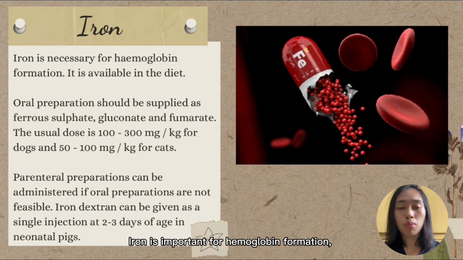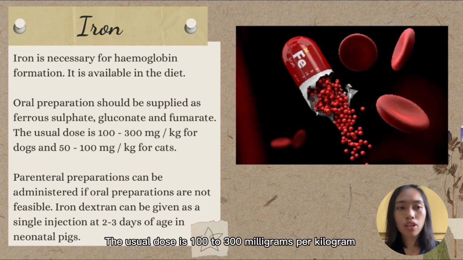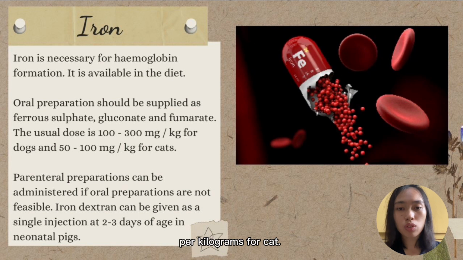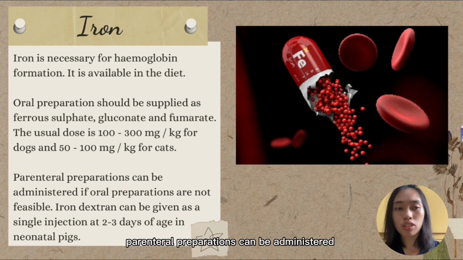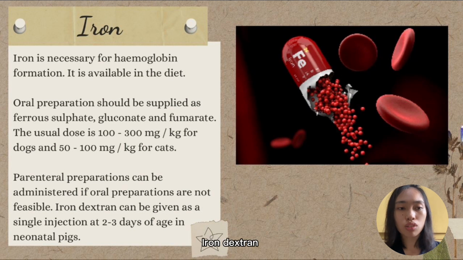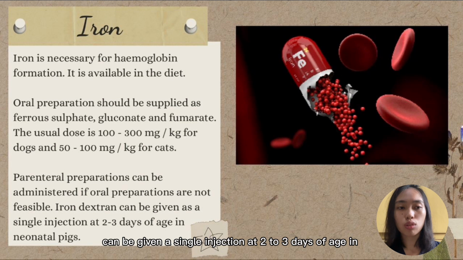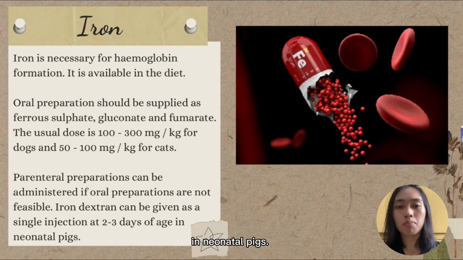Iron is important for hemoglobin formation. However, often it is supplemented for the treatment of deficiency of iron by giving as oral or parenteral preparation. Oral preparation should be supplied as ferrous sulfate, gluconate, and fumarate. The usual dose is 100 to 300 mg per kilogram for dogs and 50 to 100 mg per kilogram for cats. Parenteral preparations can be administered if oral preparations are not feasible. Iron bixoctron can be given as a single injection at 2 to 3 days of age in neonatal pigs.